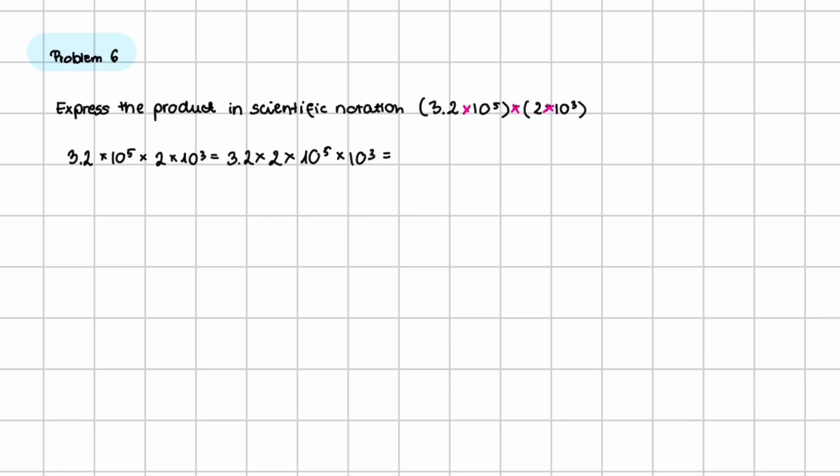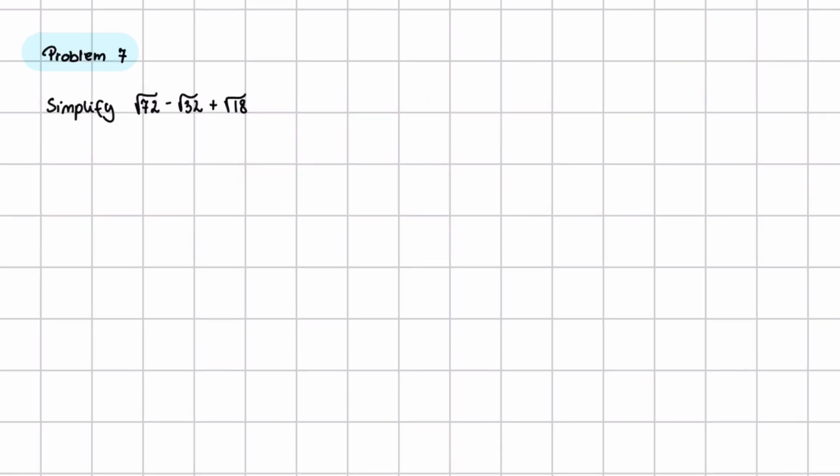And we can multiply these first two numbers. So 3.2 times 2 is 6.4 times, and we remember that if we have the same number in here, we can add the powers. So we have 10 to the power of 5 plus 3. So it is just 10 to the power of 8.